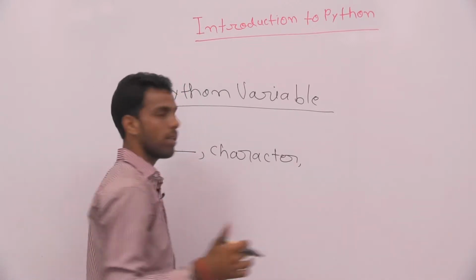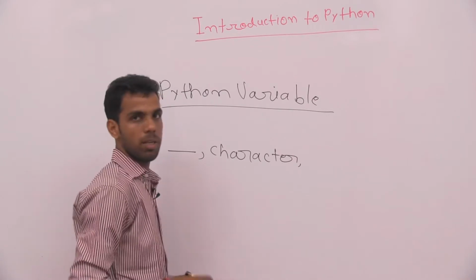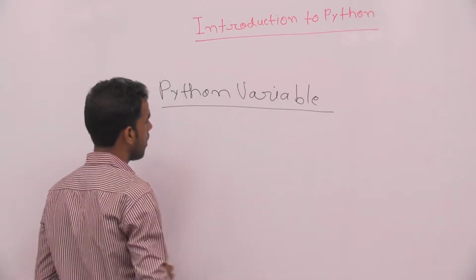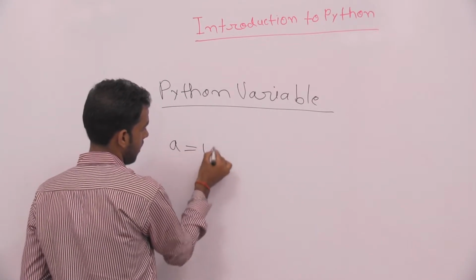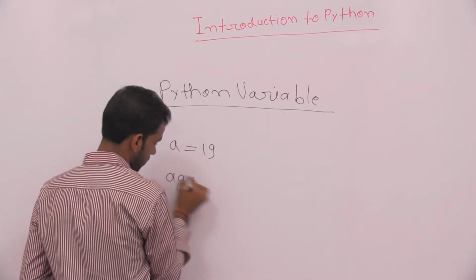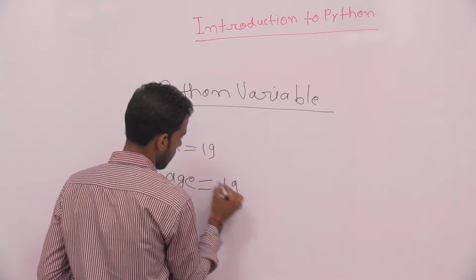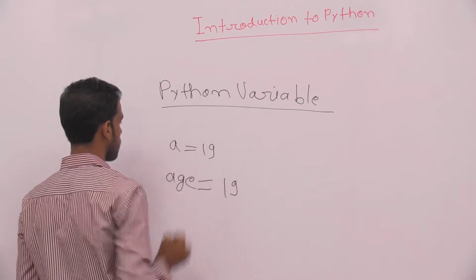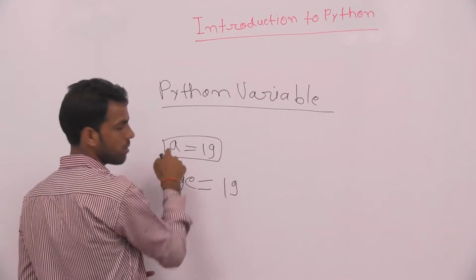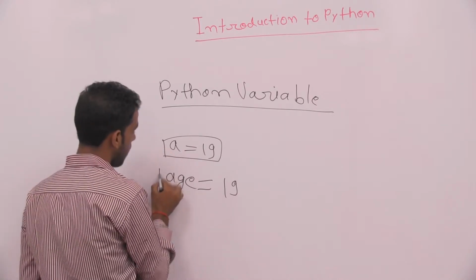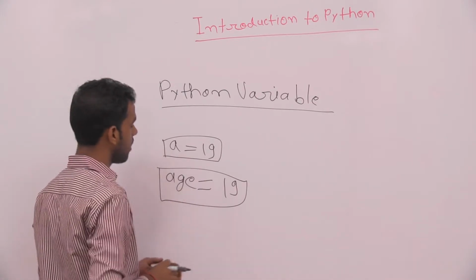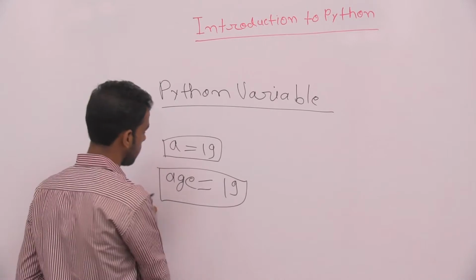We should also give valid variable names. For example, to represent the age of a student, rather than writing a is 19, where we cannot tell whether a represents age or something else, we should write a valid variable name. If the variable name is age, we can tell that the variable represents the age of someone.